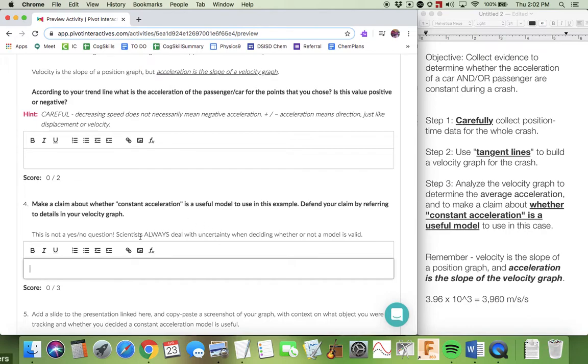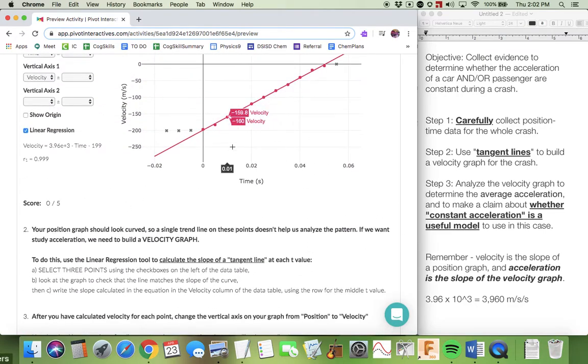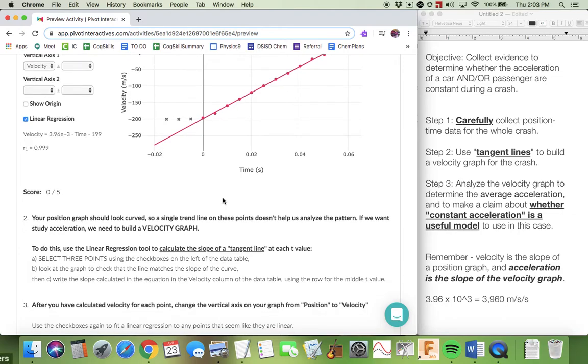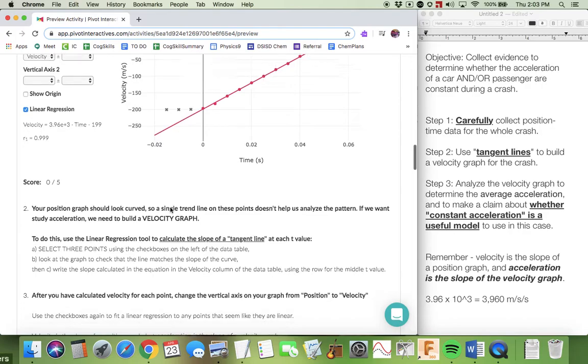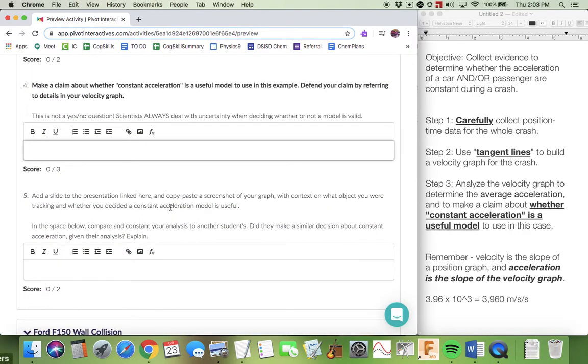The question is not, is it exactly constant? The question is constant acceleration a useful model? Are the points close enough to the line that it seems valid? Or are they all over the place? In which case we would say, yeah, constant acceleration definitely not useful here.